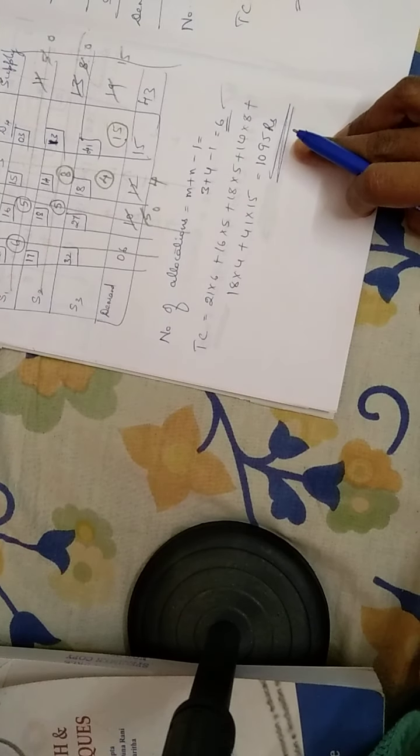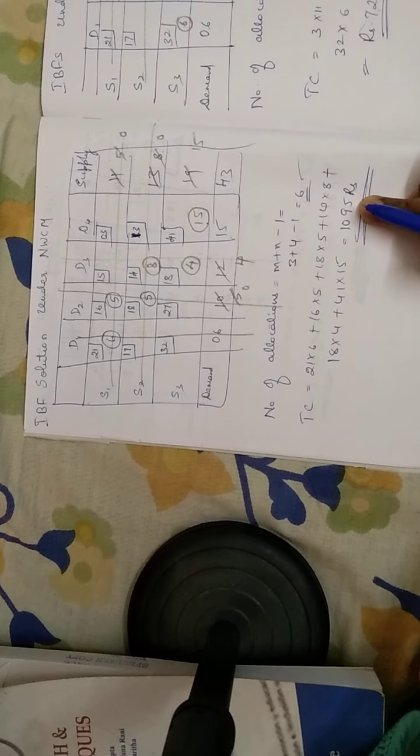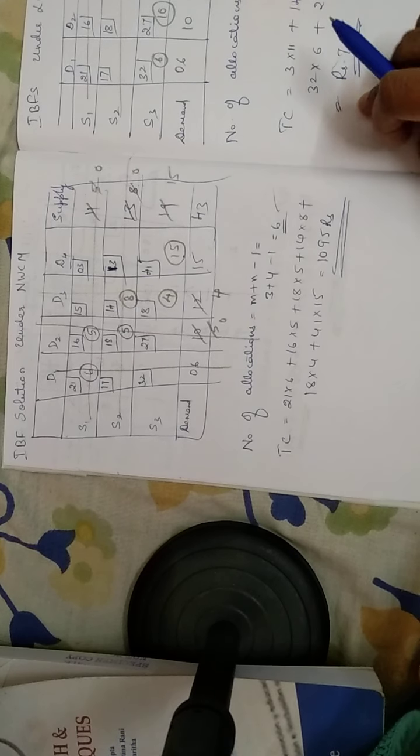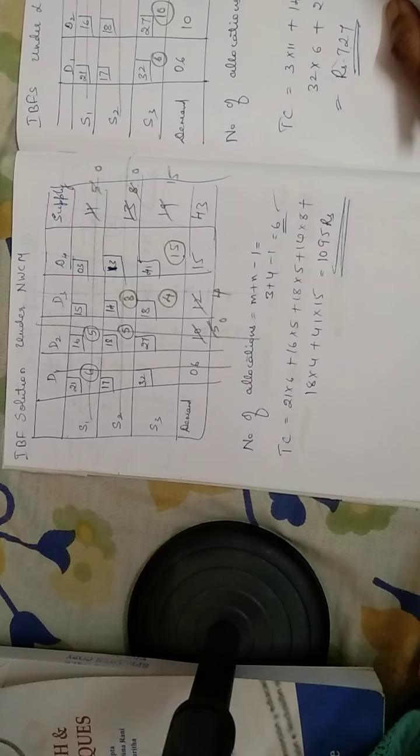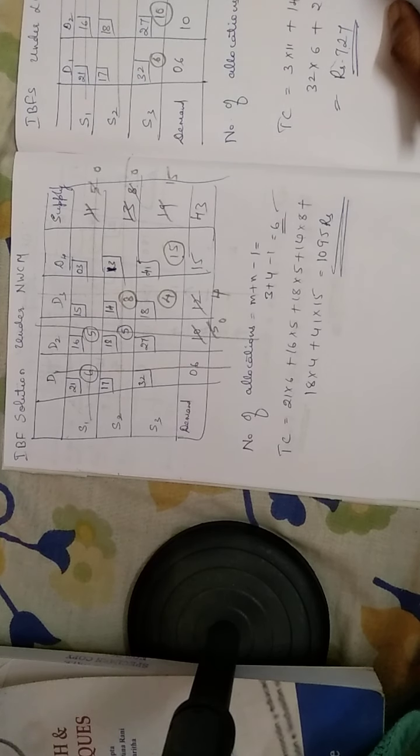So this is least in comparison. This is comparatively a little less. In the northwest corner method we had 1095 and in the least cost method we have 727. Now let us work out under Vogel's approximation method, or the least penalty method.